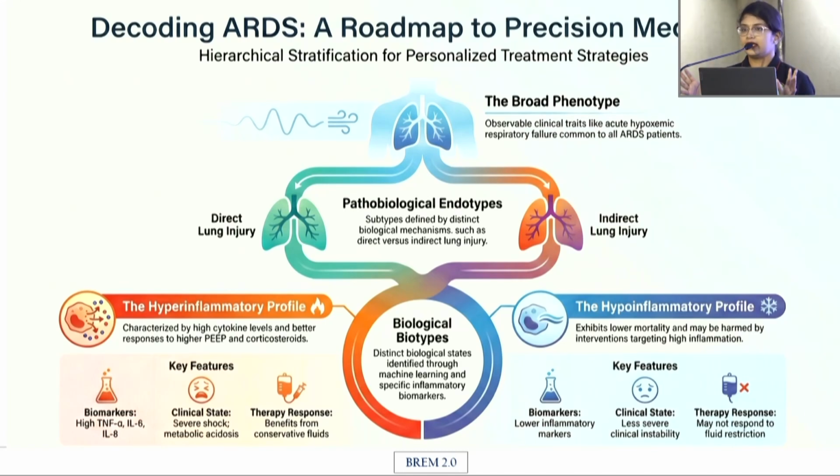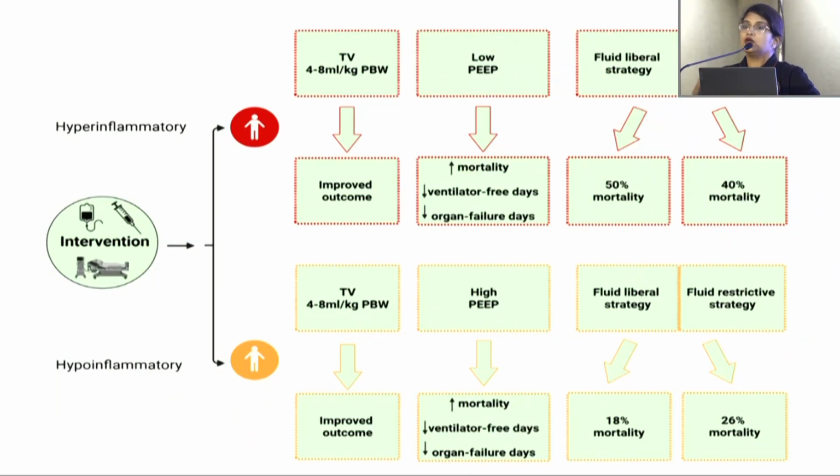So broadly, all ARDS patients have a phenotype. Then they are subclassified into pathobiological endotypes depending on the etiology of ARDS, whether it was because of direct lung injury or indirect lung injury. Then again, there are biological biotypes depending on whether there is a hyperinflammatory or hypoinflammatory profile in the patient. Why is this important? Because if you apply routine management with lung protective ventilation and a high PEEP strategy in all patients without knowing the phenotypes, it is going to harm. Why? Because in hyperinflammatory patients, if you give low PEEP, there is increased mortality, and vice versa in hypoinflammatory patients. That is why this becomes important.